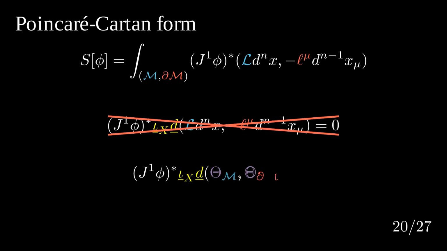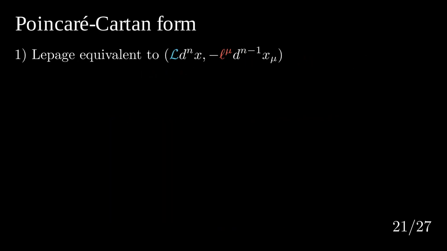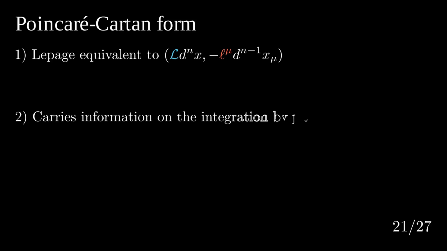And some of the arguments could not be repeated in this case. However, it could be very interesting if we have some differential form which happens to fulfill this equation and recover with this equation the equations of motion. In such a case, we call this the Poincare-Cartan relative form. This Poincare-Cartan form has to first be Lepage equivalent to the Lagrangian pairs, and second of all, it has to bear information on the integration by parts.